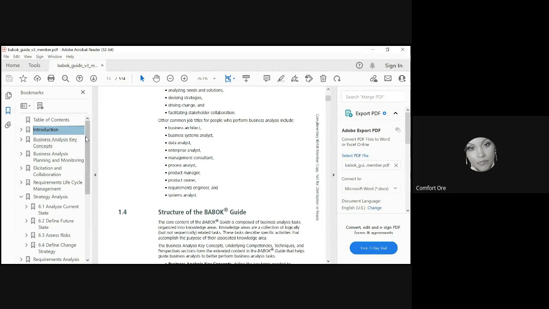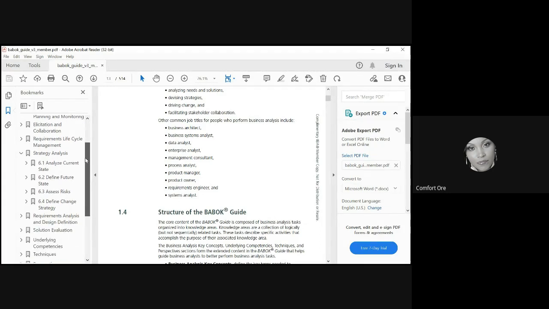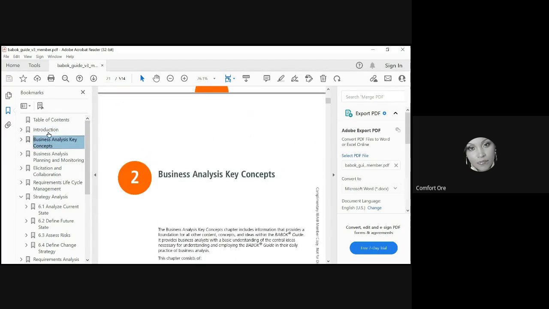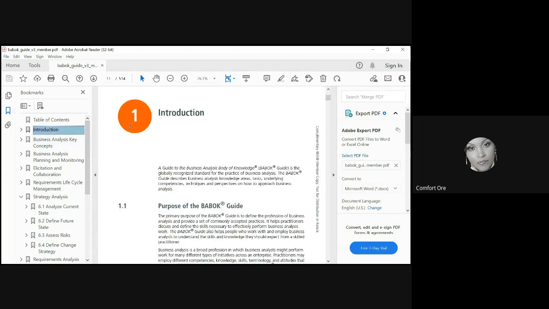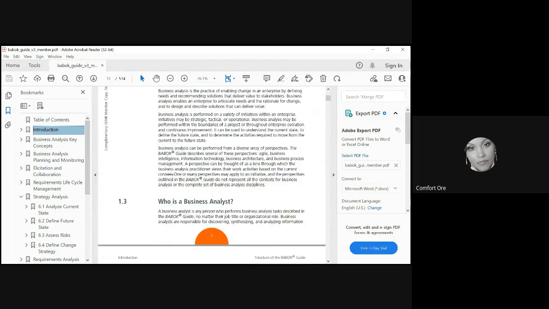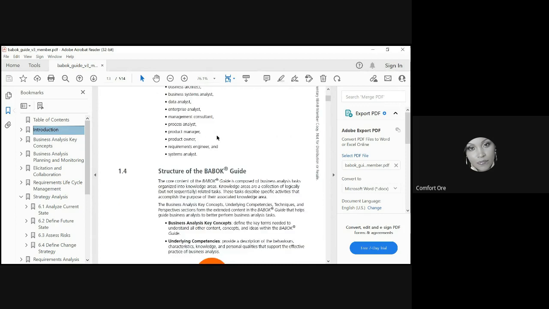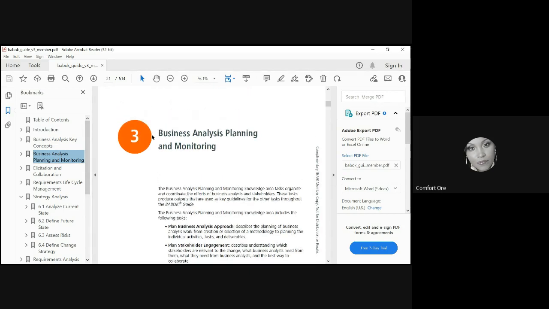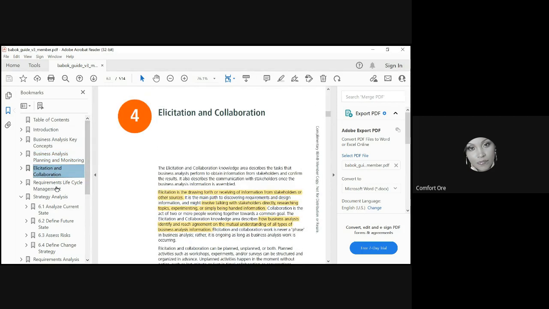All right, so I have the soft copy. I also have the hard copy actually. So what we've been talking about all day is the introduction into business analysis, what it stands for, who a business analyst is, the structure. And then here we'll see the knowledge areas. So it starts from here: business analysis planning and monitoring, elicitation and collaboration. So there's 6.